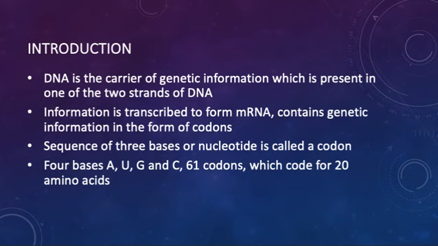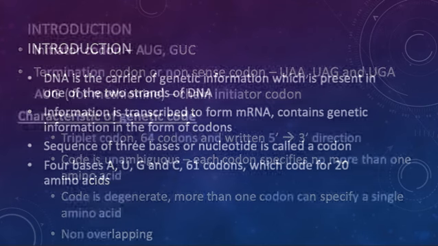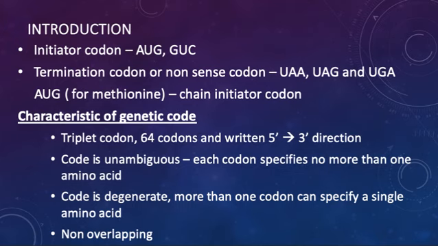Okay, so these genetic codons again have certain characteristics. The codons can be of two types, that is the initiator codon and then you have the termination codon, which we call the nonsense codon. So the initiation codons are AUG and GUG, and the termination codons are of three types. You have UAA, UAG, UGA, and AUG for methionine is a chain initiator codon, that is for the methionine amino acid.